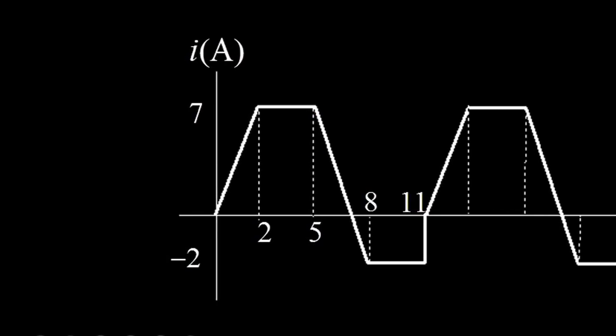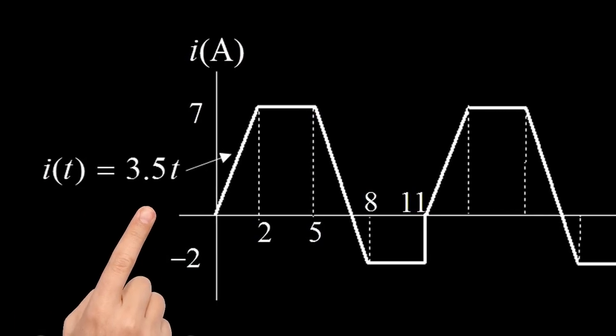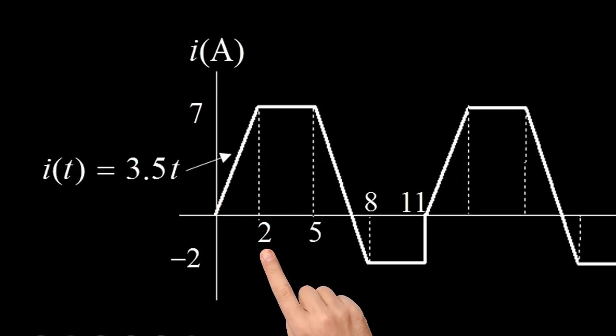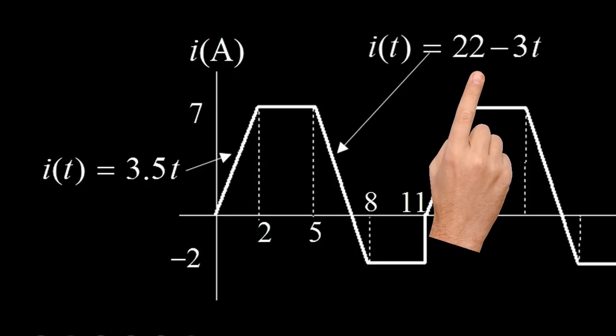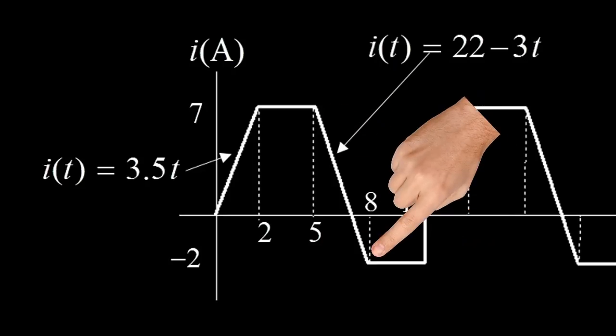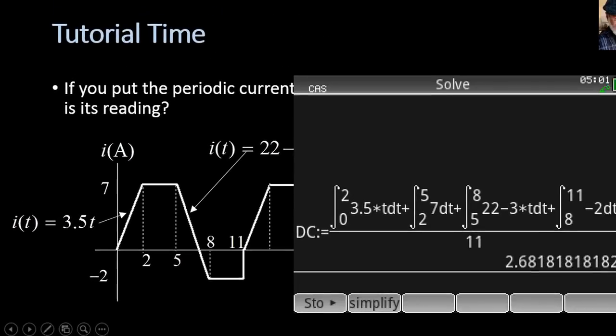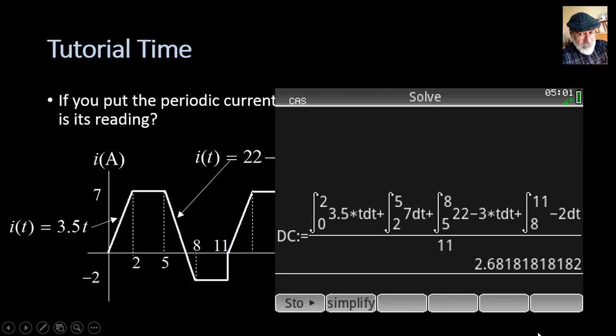Sure. The first segment is 3.5t between 0 and 2. Then 7 between 2 and 5. Then 22 minus 3t between 5 and 8, and negative 2 between 8 and 11. Let's find that average. There you see the four integrals added together and divided by the period 11. That is the average, 2.68 amperes. And that is the reading that the DC ammeter will give you.